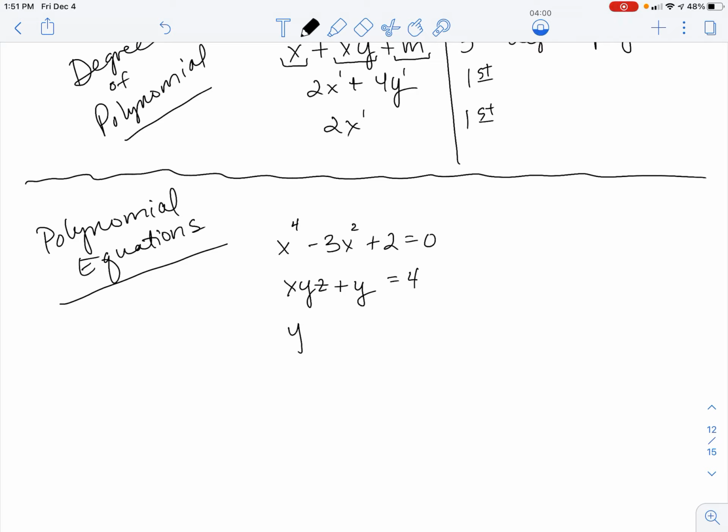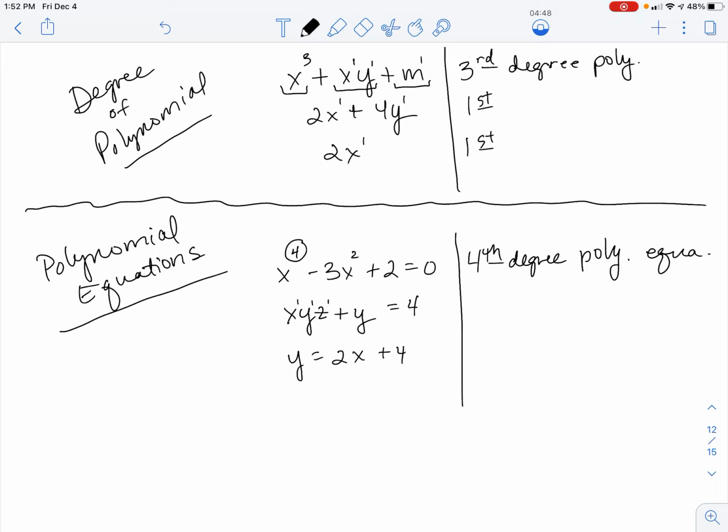How about this one? I have 1, 2, 3 exponents here of 1, which means we add those up, that is 3. That term is a third degree term. So therefore, that's the highest degree term in my equation. So this is a third degree polynomial equation.